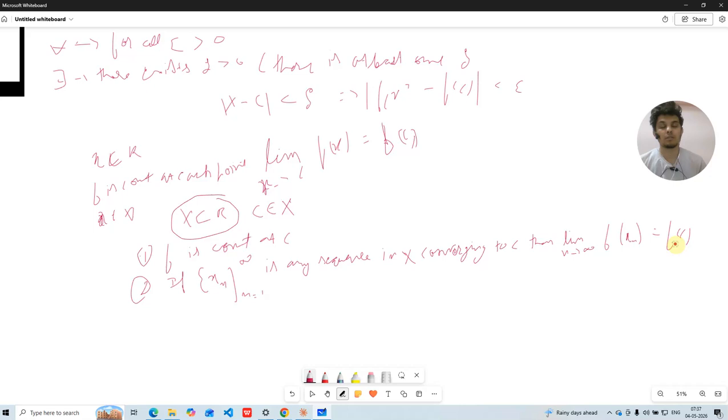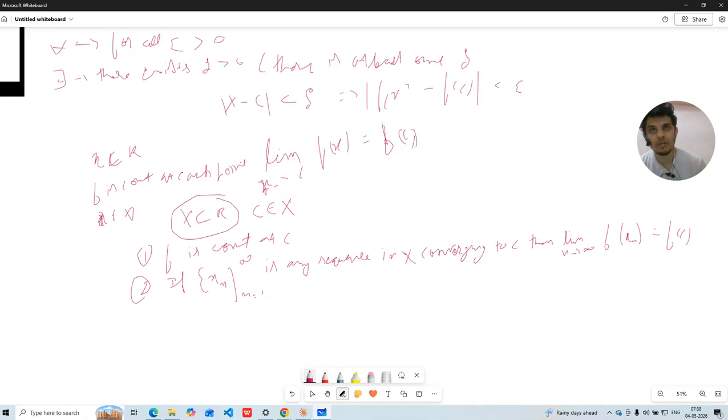Now let's hold on for a while and see what this means. If x_n is any sequence in X converging to c, then the limit as n tends to infinity of f(x_n) is equal to f(c). Okay, limit and continuity. Now we get on to differentiability.